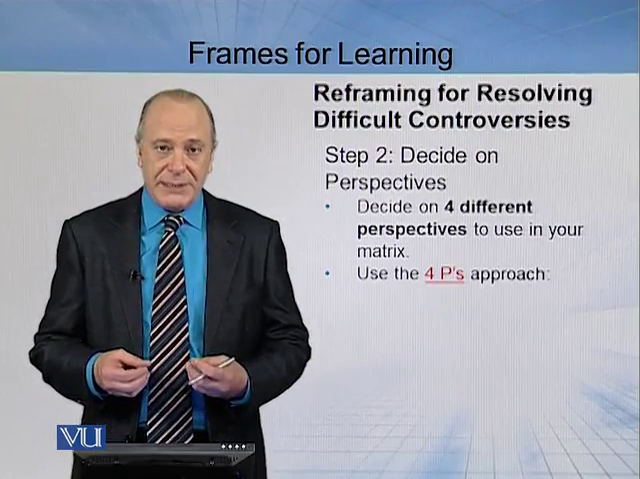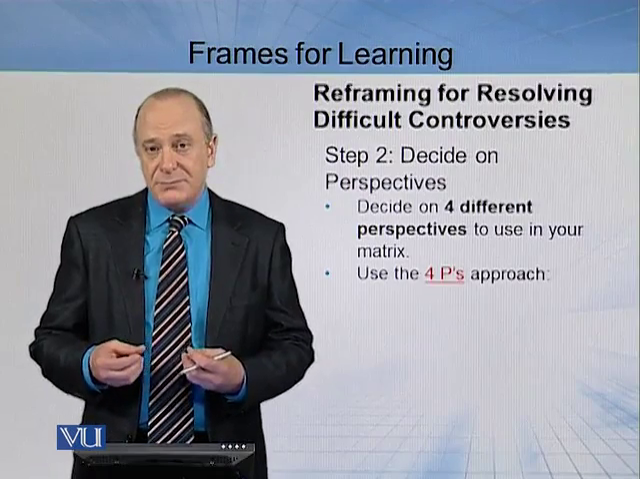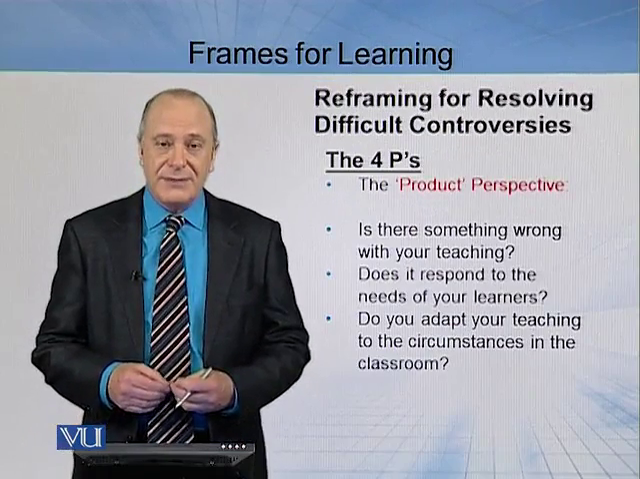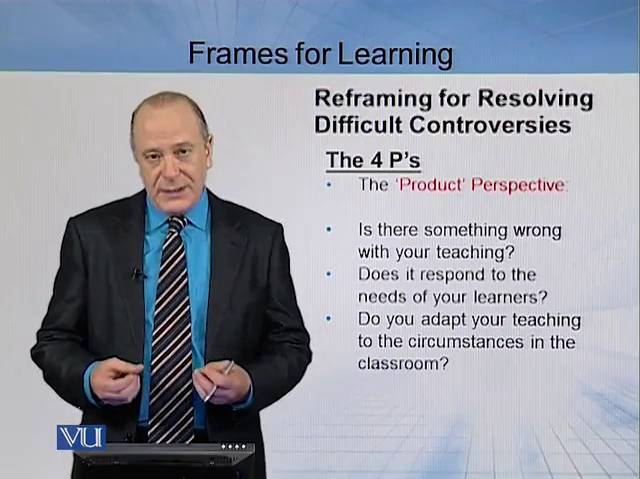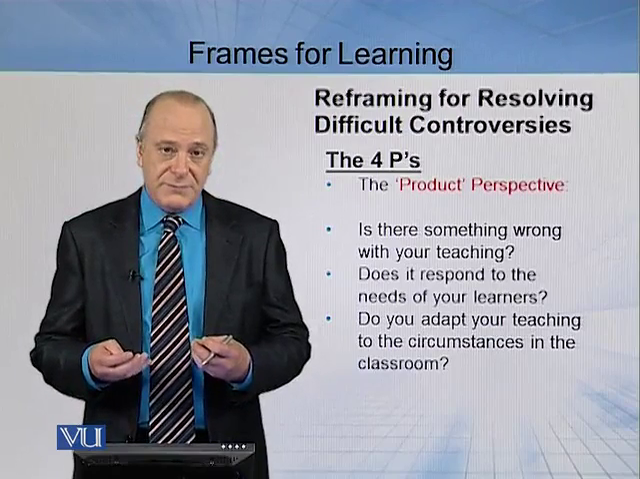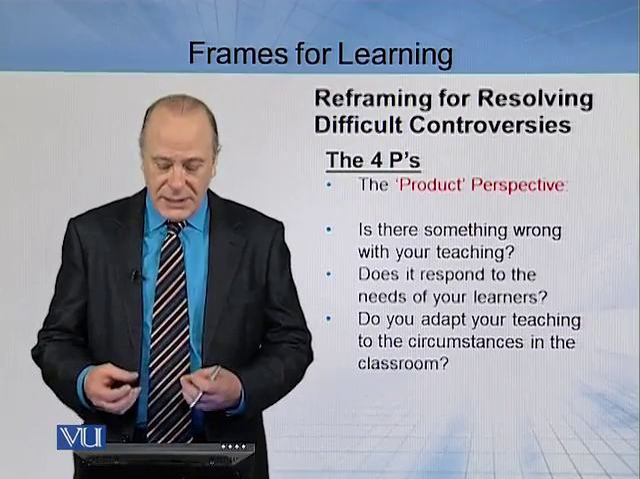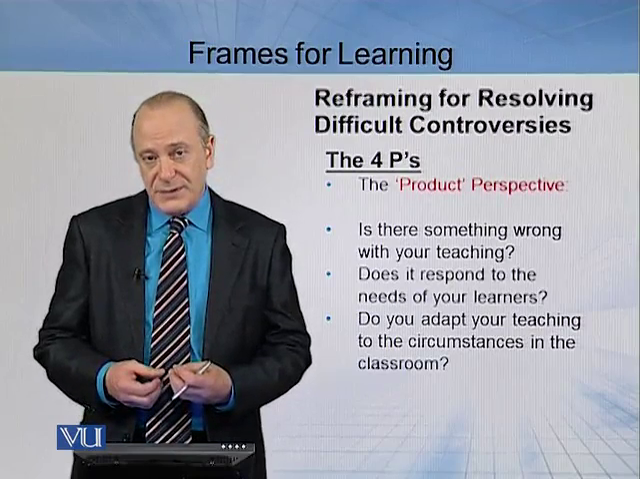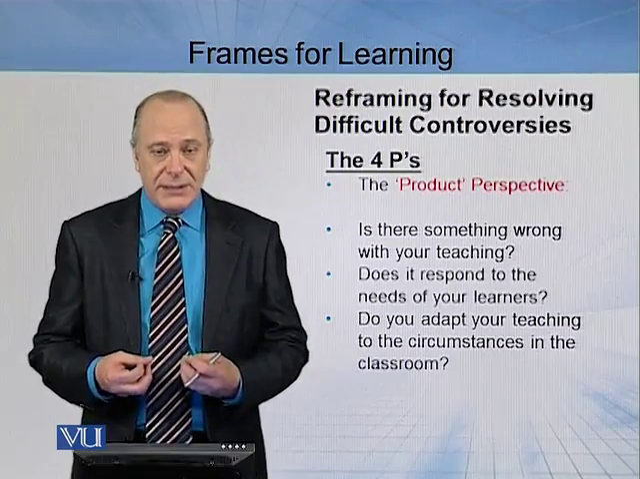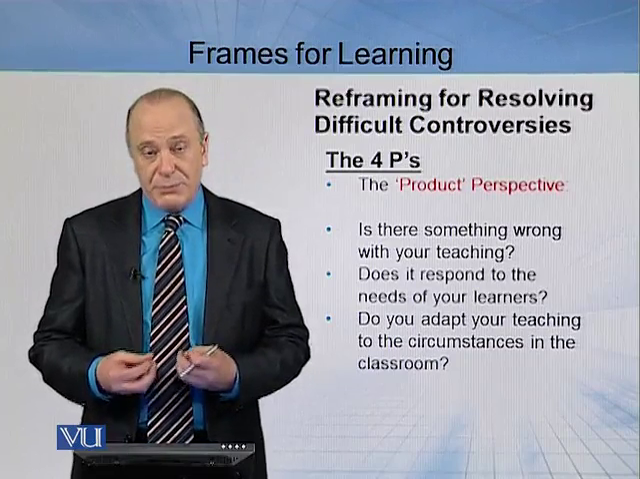This is simply looking at the particular issue or problem from 4 different perspectives in relation to our work in the classroom. And the first perspective is known as the product perspective. This is where we're looking at the issue or problem from the point of view of the outcome of what's really being achieved. And a better way to look at this is in terms of some key questions. For example, does the lesson that we're delivering respond to the needs of the learners? That would be an example of looking at the problem from the product perspective.